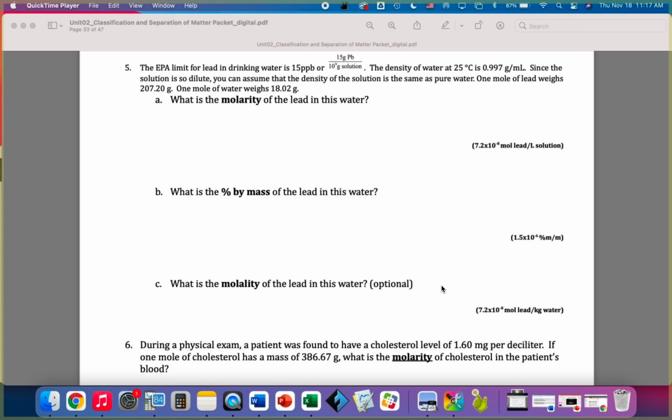So it says, what is the molality? Well, now I need moles of lead on top, and I need kilograms of water on the bottom. So, how do we want to go about this? Well, I know how much lead I have. I have 15 grams. And I know that's over 10 to the 9th grams of solution.